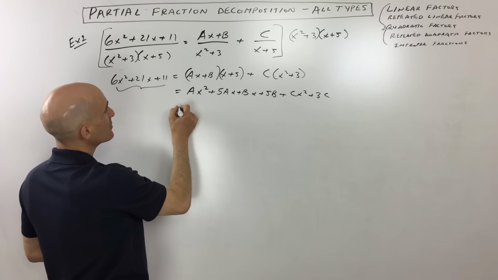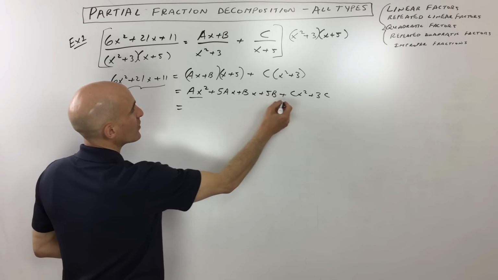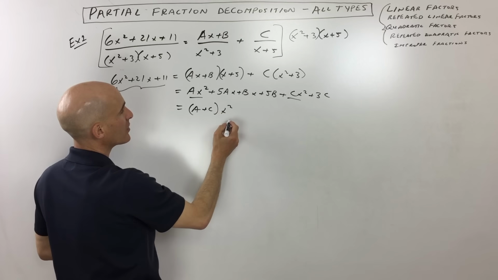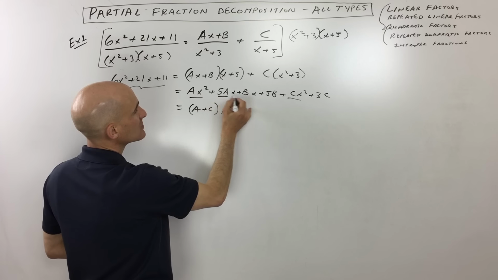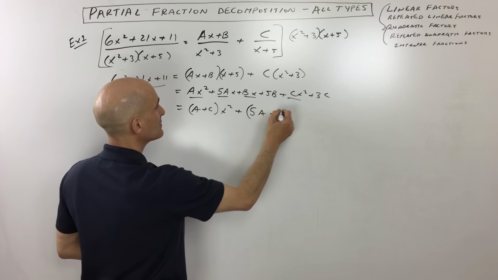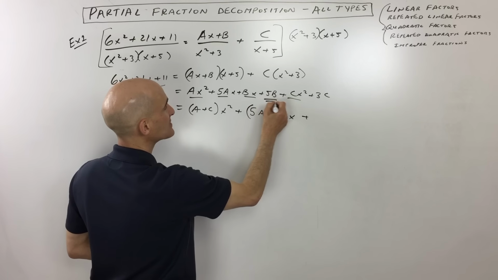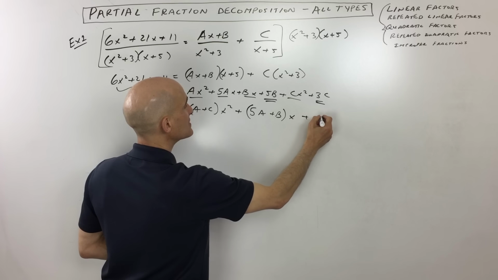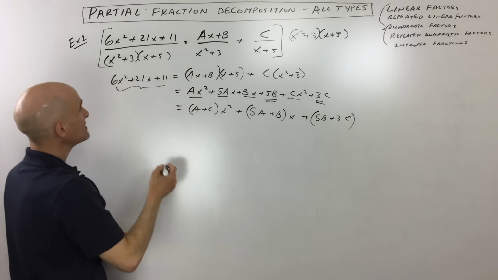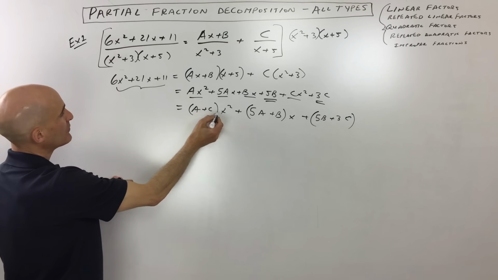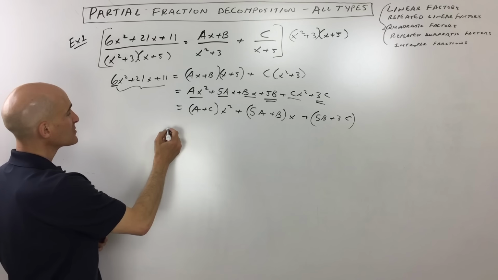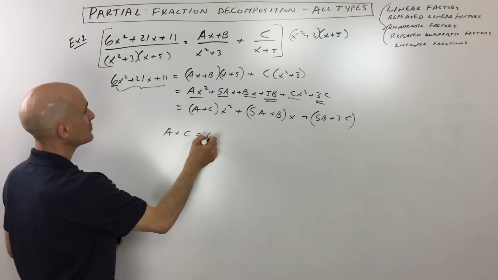We're going to collect like terms. I'm going to collect the x squareds, so that means a plus c times x squared. I'm going to collect the x terms, so that's going to be 5a plus b times x. And then I'm going to collect the constant terms, 5b and 3c, so 5b plus 3c. Now you can see, you can set these equal to one another. A plus c must equal 6. See how you set the coefficients in front of the x squared equal? So that's one equation: a plus c is equal to 6.